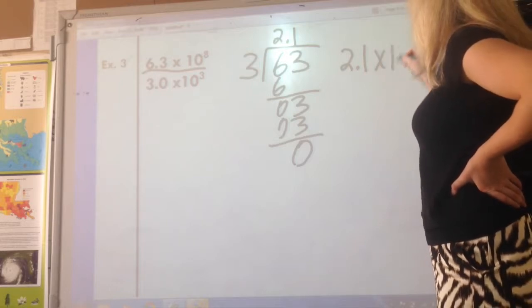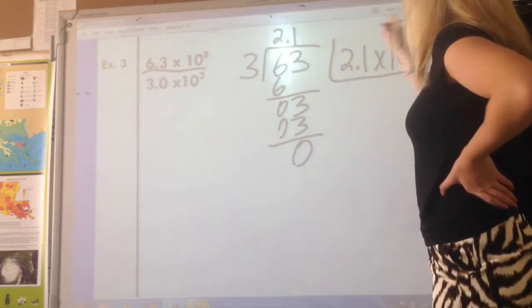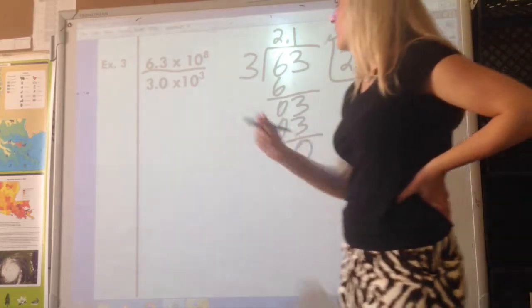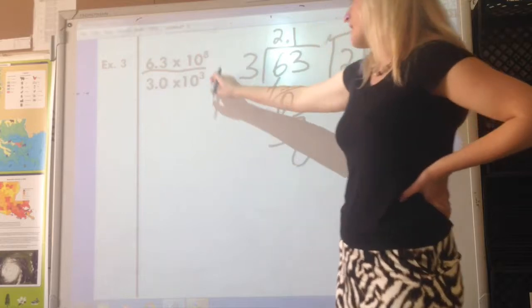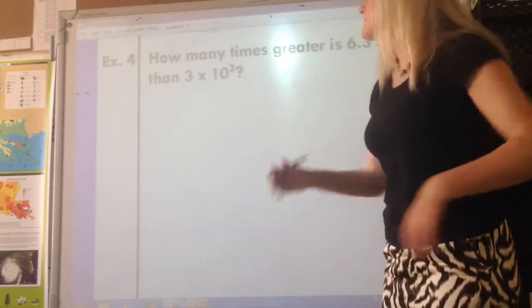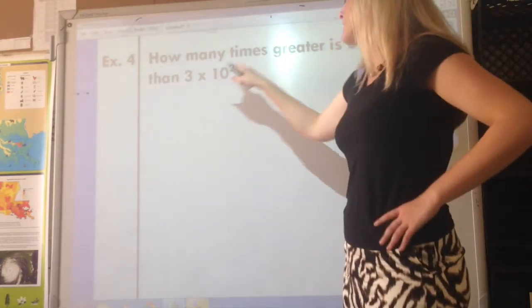Then I'm going to subtract my exponents. 8 minus 3 is 5. I have 2.1 times 10 to the 5th. Again, all I did there was divide my coefficients and subtract my exponents. Let's do another one. All right, how many times greater is 6.3 times 10 to the 3rd than 3 times 10 to the 2nd?